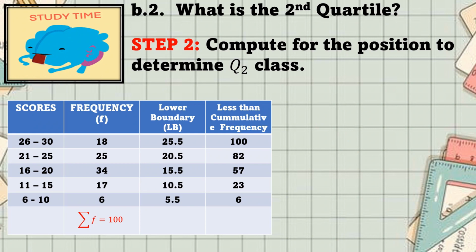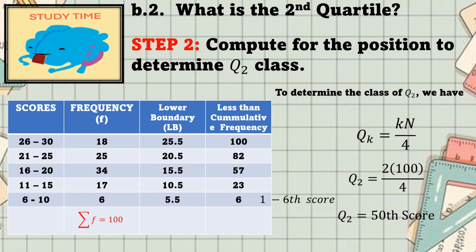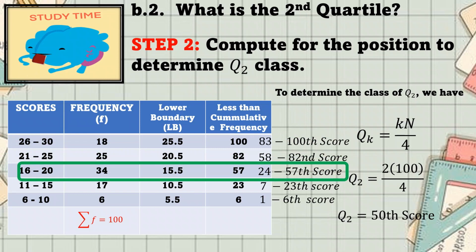Now let's go to step 2, compute for the position to determine the Q sub 2 class or quartile 2 class. To determine the class of our quartile 2, we have Q sub k is equal to k times n divided by 4. So we have 2 times 100 divided by 4. So the location of our second quartile will be the 50th score. And that will fall under the 16 to 20 class interval.